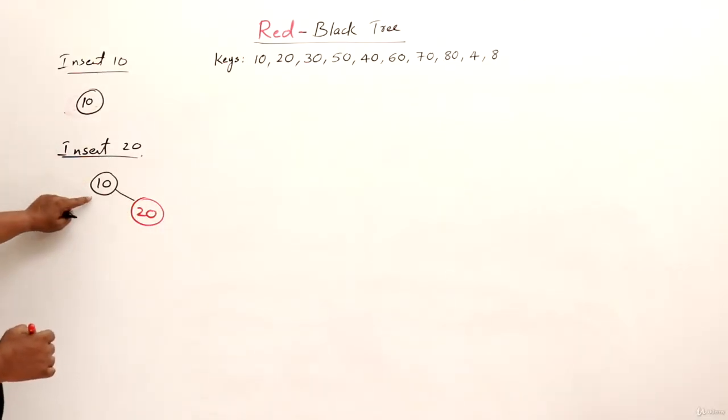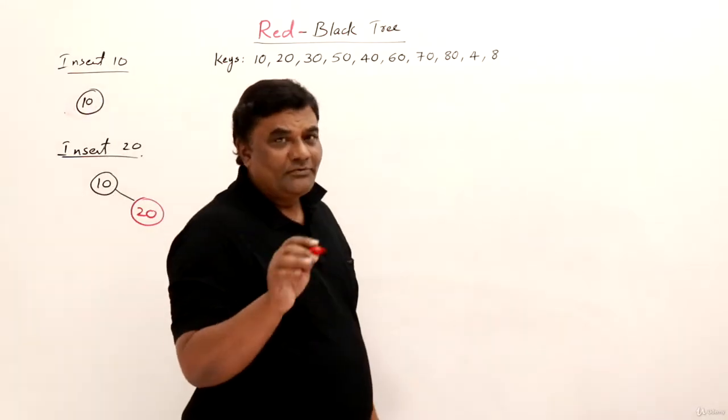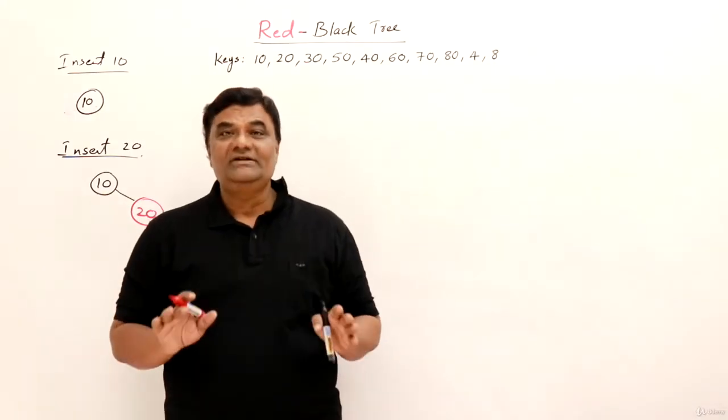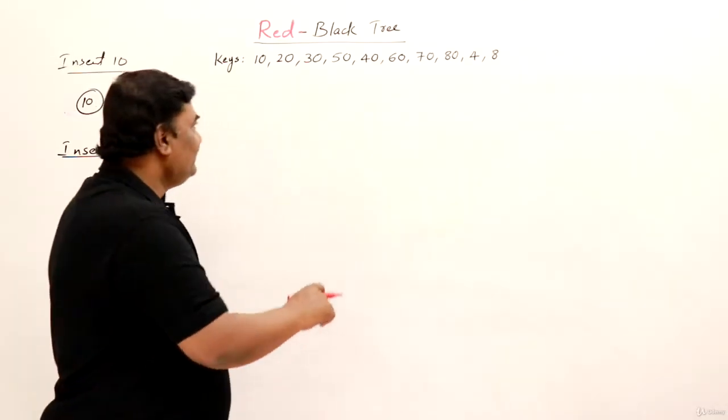Now when you are inserting a new node, it should be a red node and its parent is black, then no problem. No problem with the balancing the height. You don't have to do anything. It's perfect. Now next key is 30.